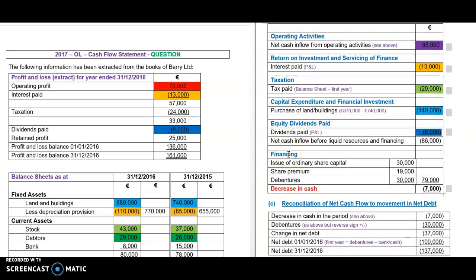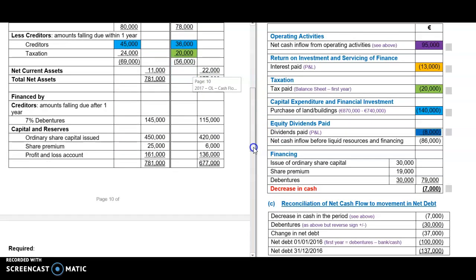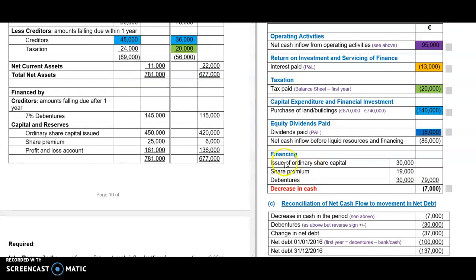Our next heading is financing. So we go to our balance sheet, and our first entry is the issue of ordinary share capital. Okay, so selling shares. So in 2015, 115,000 of shares sold. 2016 was 145,000. So difference between the two, 145 and 115, is 30,000. Now, you can see that 30,000 is money coming into the business, so it's a plus.